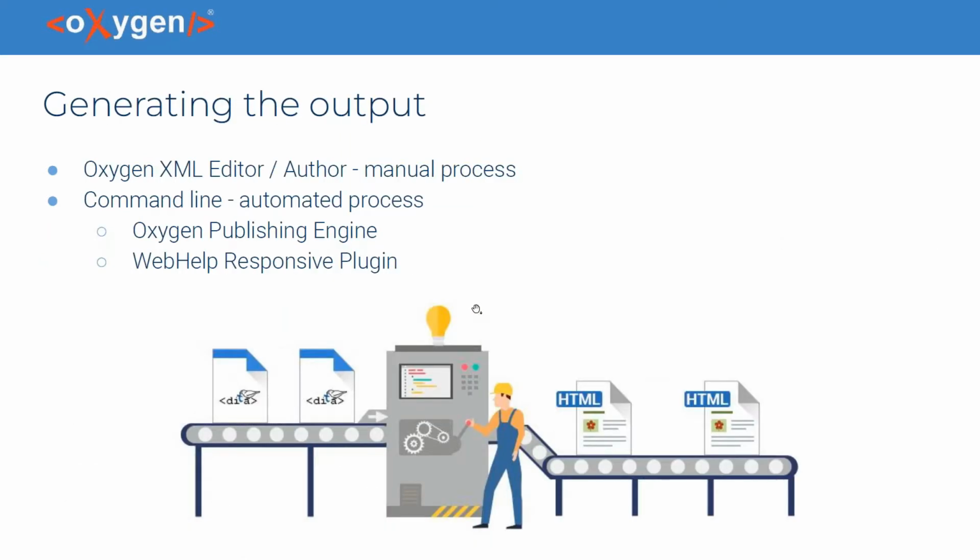The publishing process can be manually initiated from a transformation scenario within Oxygen XML editor or author. However, if you require an automated process that produces the WebHelp output, the same results can be obtained by running the transformation inside Oxygen Publishing Engine, which is a command line interface application. This means that you can use an integration server to run the transformation and publish the output.